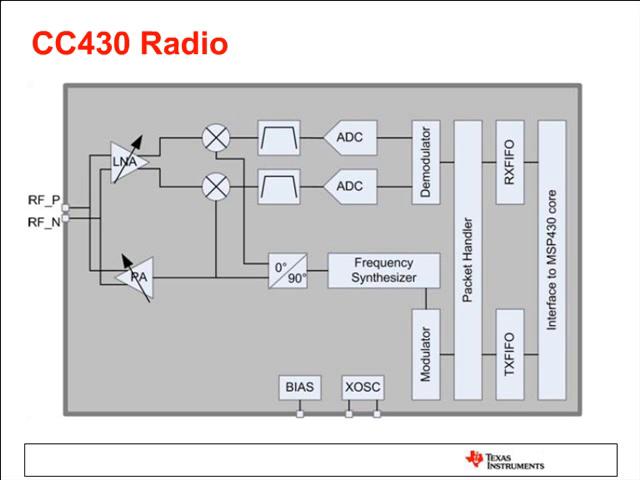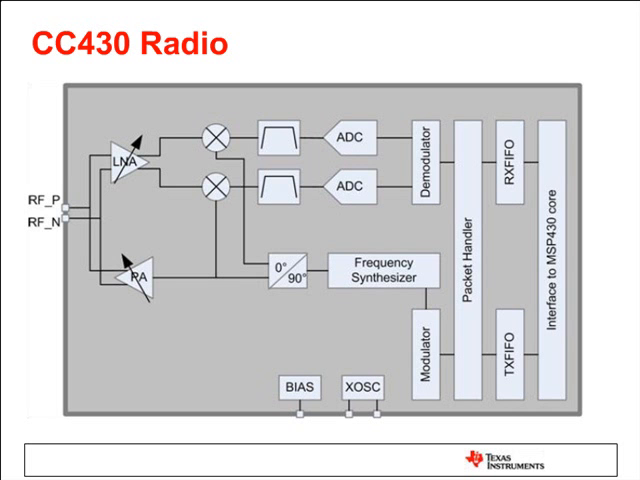I want to make sure that we talk, of course, about the radio. This is a block diagram of the radio. We've got the interface to the MSP430 core, which we're going to discuss a little bit. We have two 64-byte FIFOs, the transmit FIFO and the receive FIFO. It makes sense, but of course that means that your maximum single packet size is 64 bytes, right?